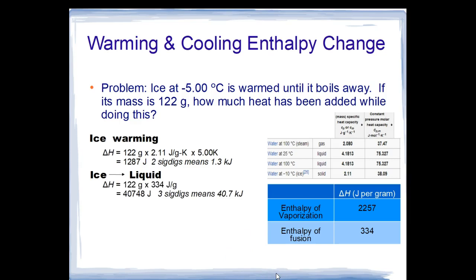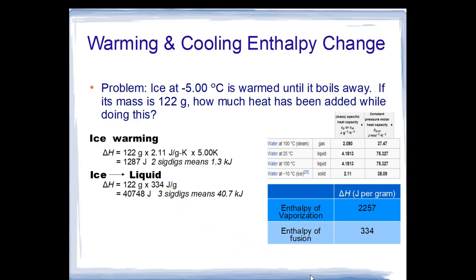The second thing you have to do is turn the ice into a liquid. This is, of course, melting, and the temperature does not change. So you use simply the delta H of fusion times the number of grams of ice that is turning to liquid, and you get 40748 joules, and when you change that to 3 sig digs, you have 40.7 kilojoules.